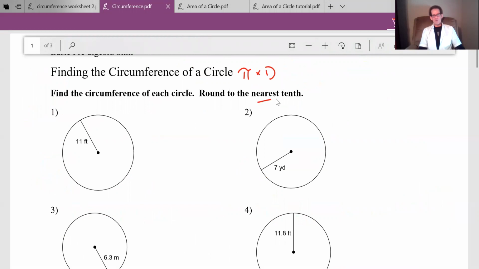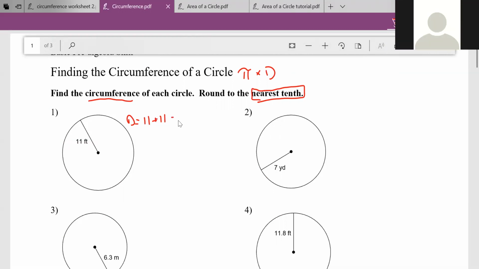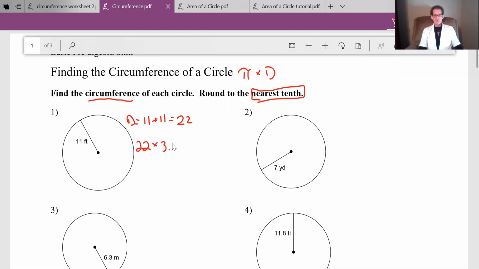And this one says round to the nearest tenth. So let's try to do some of these. So first of all, instead of wanting radius, you want diameter to find circumference, okay? So here's radius. So the diameter would be radius plus radius. Radius is just 11. So 11 plus 11 would be 22. That's the diameter. And then if I want to find the circumference, you're going to take 22 times pi.